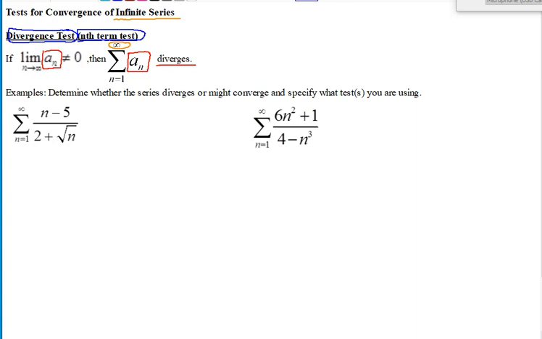So to determine whether the series diverges or might converge, specify what test or tests you're using. The way the divergence or nth term test works, here again, this is our formula for the nth term, which we call a sub n, and we just find the limit of that as n approaches infinity.